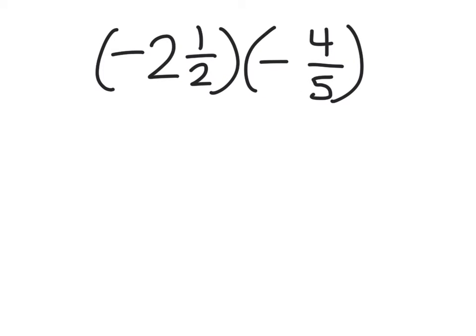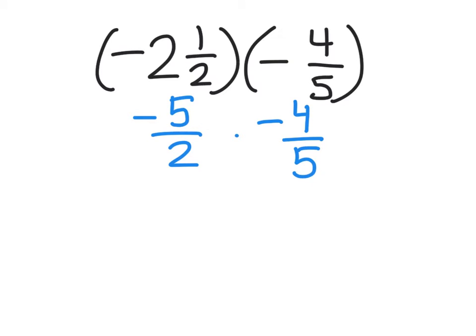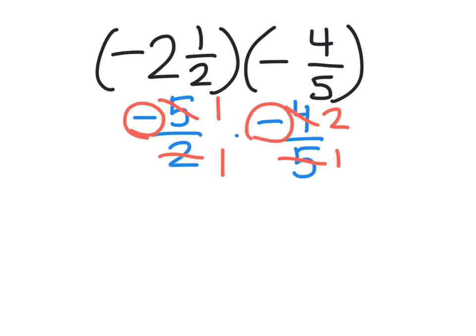Okay, here we have a mixed number multiplied by a fraction. So let's change the mixed number to an improper fraction, and don't forget to keep that negative sign. So this would be negative 5 over 2. And we're multiplying by negative 4 over 5. Okay, let's cancel common factors. The 5's will cancel each other. The 2 will cancel into 4 twice. And the 2 negatives will also cancel each other.